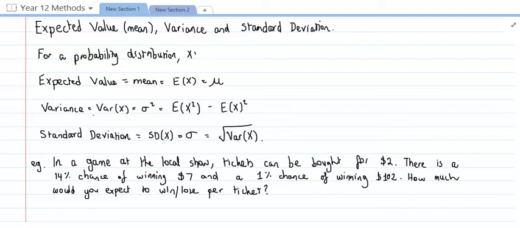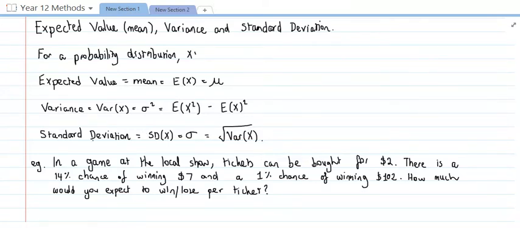The variance with these discrete probability distributions, again, I would refer to as var x, whereas with a continuous probability distribution, I would refer to it as sigma squared. And this here is a formula that we can use to figure it out. So we've got E of x squared minus E of x all squared. The standard deviation is the square root of the variance.